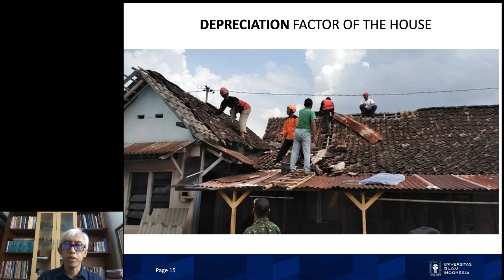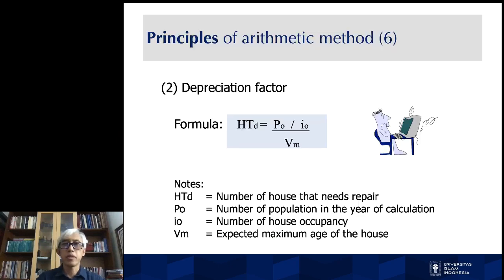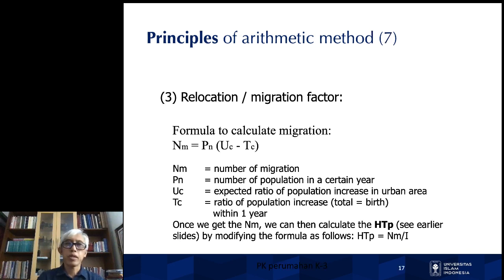This factor will result in a decision whether we have to replace the house or not. And this is the formula. We know the number of population and the house occupancy, IO, and what we have to find out is the number of houses that need to be repaired. So we need information about the expected maximum age of the house. Once we set the expected maximum age of the house, then we can calculate the number of houses that need repair. And the next factor is the relocation or migration factor.